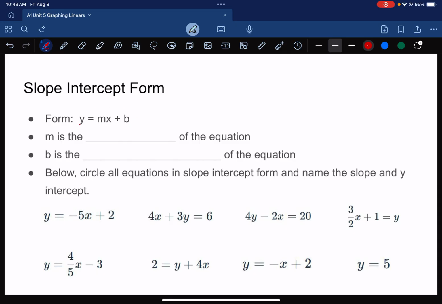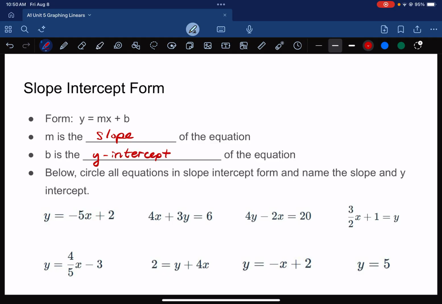So the form, or the organization you're going to see, is y by itself, then an equals, and then some value, particularly. The only reason you wouldn't see a value there is if it were 0 or 1, okay? But you'll see some number there, a fraction, and then the variable x, and then plus or minus, and you'll see another value there in place of the b, okay? So m is the slope of the equation, and b is the y-intercept.